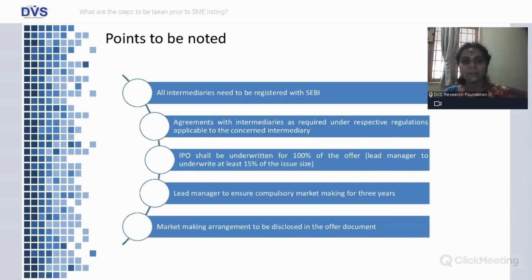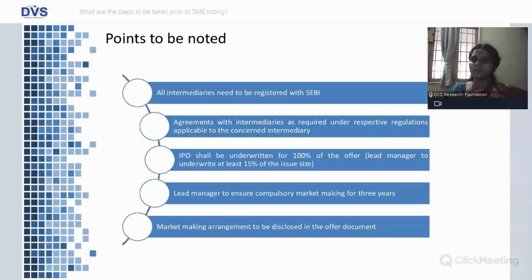And agreement with intermediaries, all intermediaries, no doubt, they shall be registered with the board, and the agreements as required to be entered into with all these intermediaries, be it your market maker, RTA, your banker to the issue, syndicate members, lead manager, everything should be as per the respective regulations. So you have to go to the respective SEBI regulations and confirm in line with those specific regulations over and above your ICDR regulation.